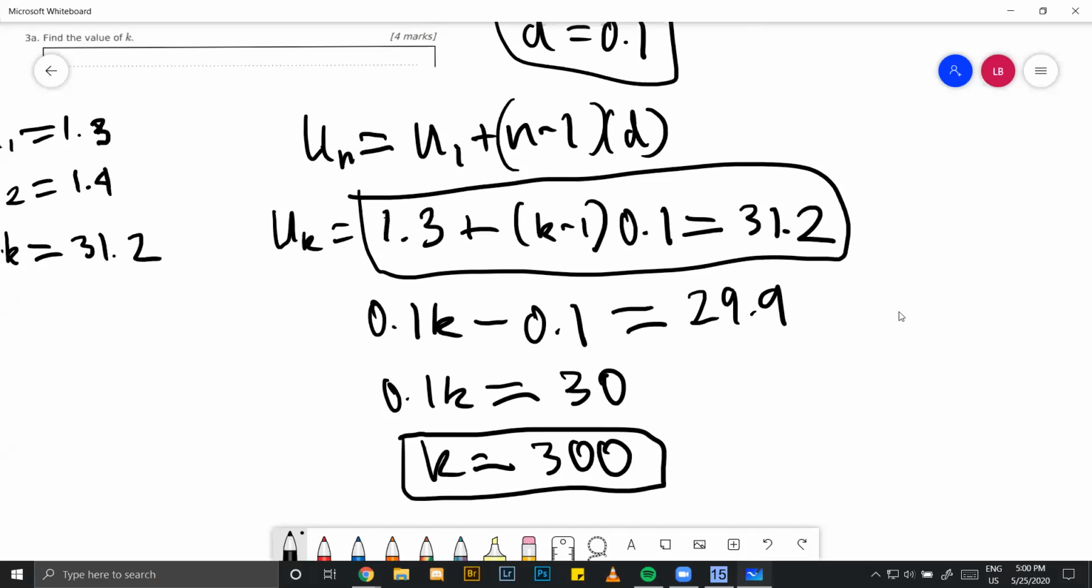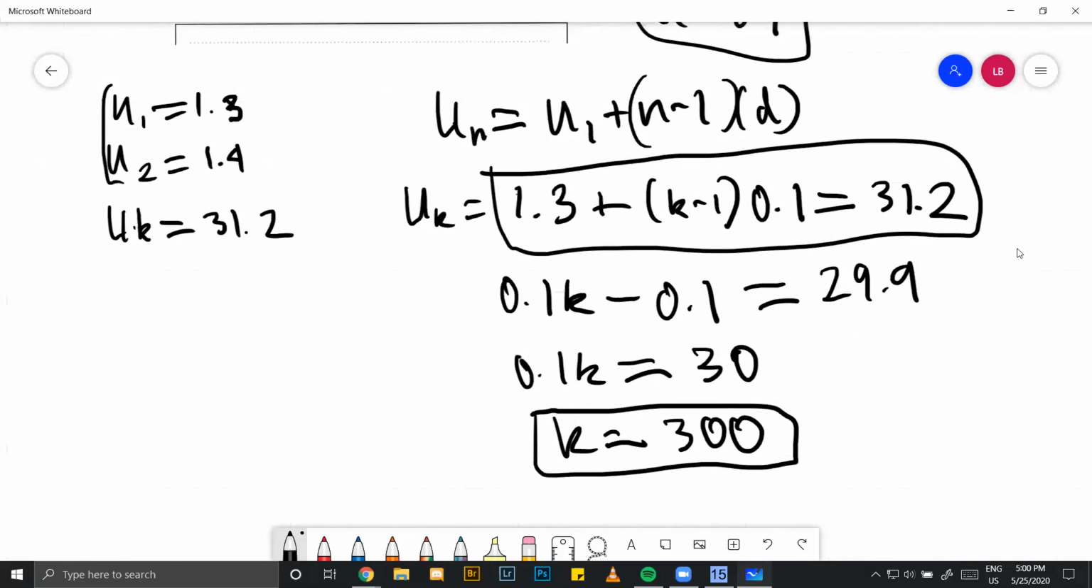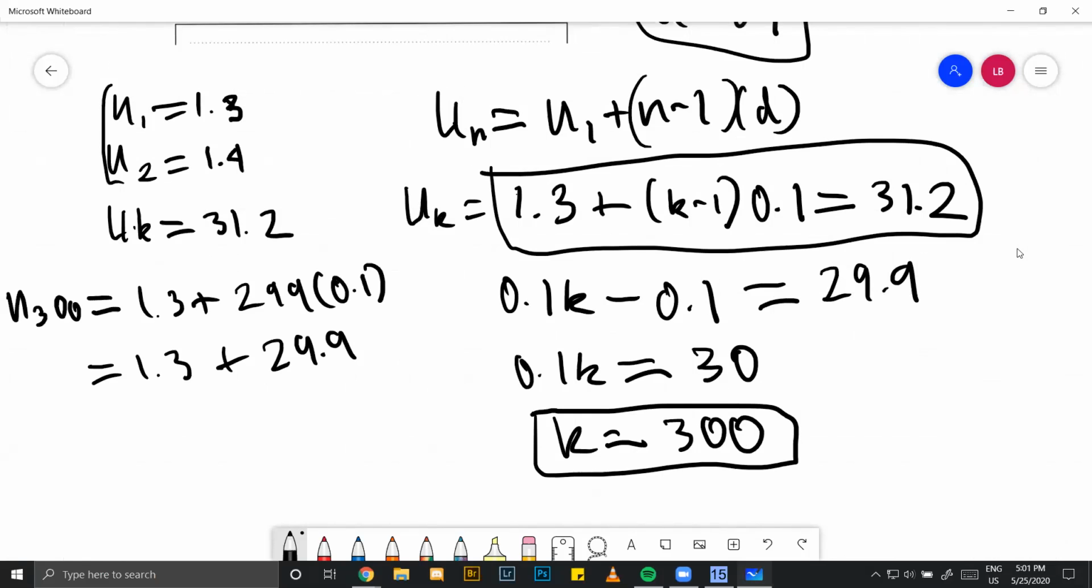And that's my answer for this question. k is equal to 300. And you can check that again if you want to. So if you look at what u300 is, u300 is going to be u1, so that's 1.3 plus n minus 1, so that's 299 times d, which is 0.1. And then 1.3 plus 29.9 is going to be equal to 31.2. There, cool. So you know it works.